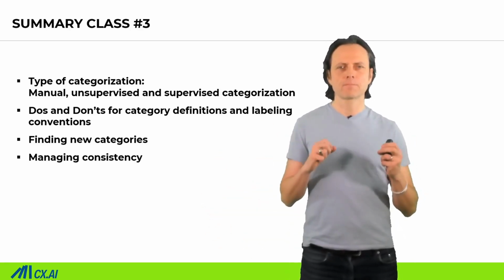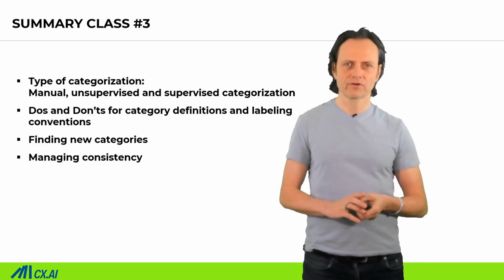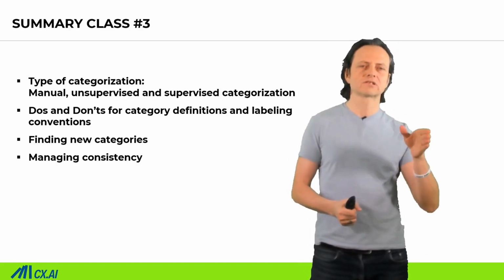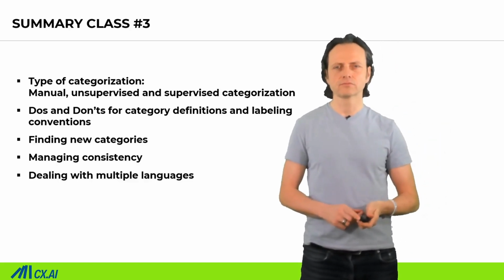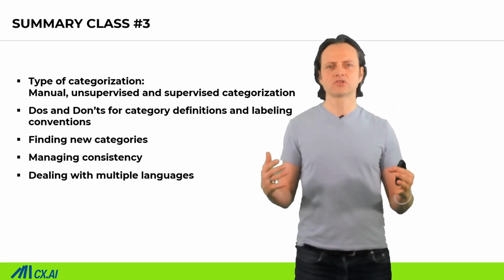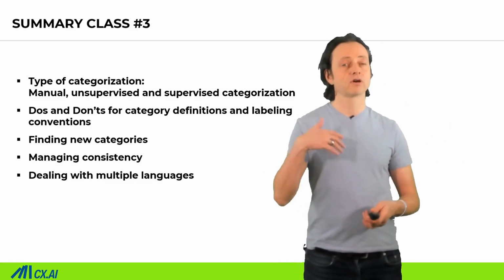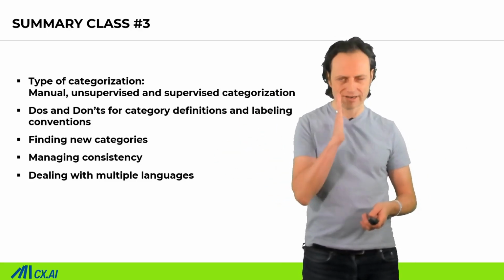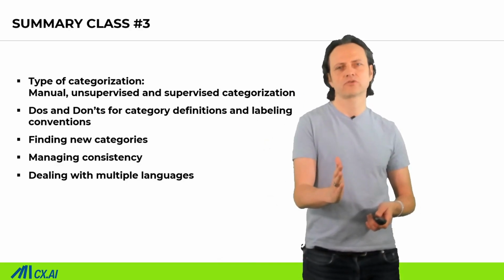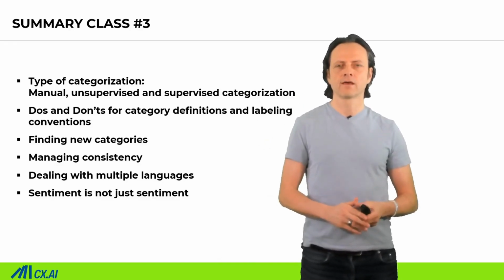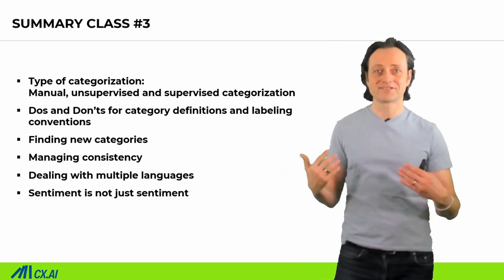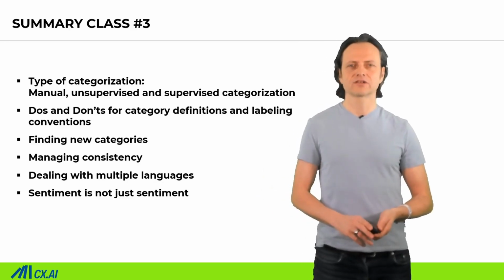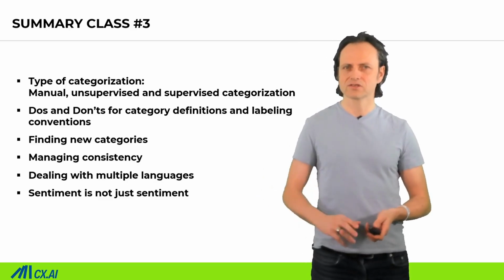We discussed that managing consistency is very important. This means make sure that the categories always mean the same thing. We discussed how to deal with multiple languages, and typically if you have many languages, the best way is to auto-translate everything to one language and keep a consistent management of the codebook for this language. We discussed sentiment, and that there are many different ways of producing a sentiment, and that actually the final judgment of whether or not the sentiment is useful is its predictive power.